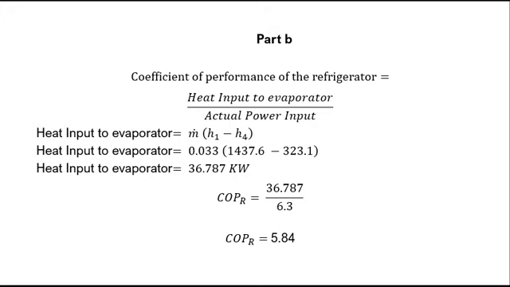To find part B, the equation for coefficient of performance of the refrigerator is equal to heat to evaporator divided by actual power input. The actual power input was already calculated in the previous steps as 6.3 kilowatts. To find the heat input to evaporator, it is mass flow rate times H1 minus H4. So using this, the coefficient of performance of refrigerator is 5.84.